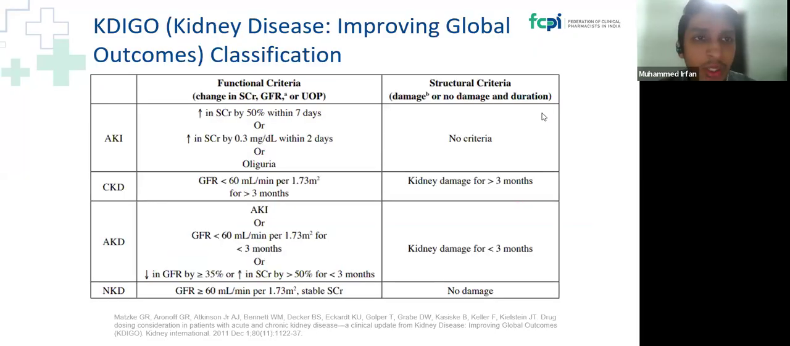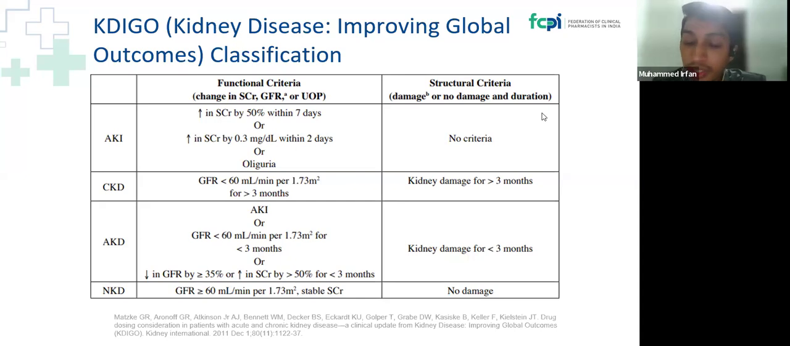And we can look at the KDIGO classification, the Kidney Disease Improving Global Outcomes classification. As I said in the previous slide, what is AKI? It is the serum creatinine increasing by more than 0.3 mg per deciliter within 2 days, that is within 48 hours, or becoming oliguric. In structural criteria, there is no criteria within that. And CKD patients we can identify by a decrease in the GFR, the glomerular filtration rate.